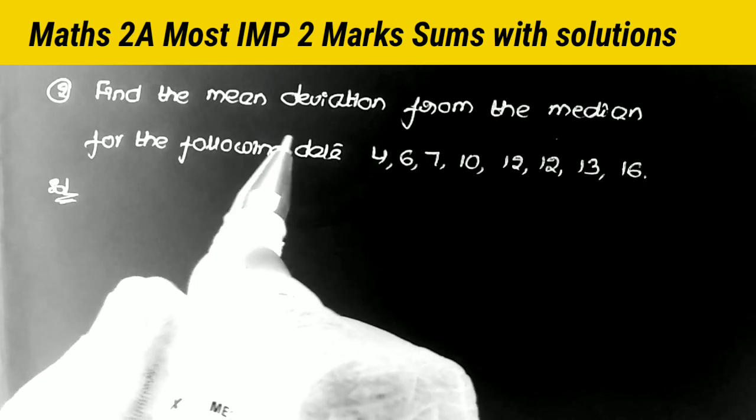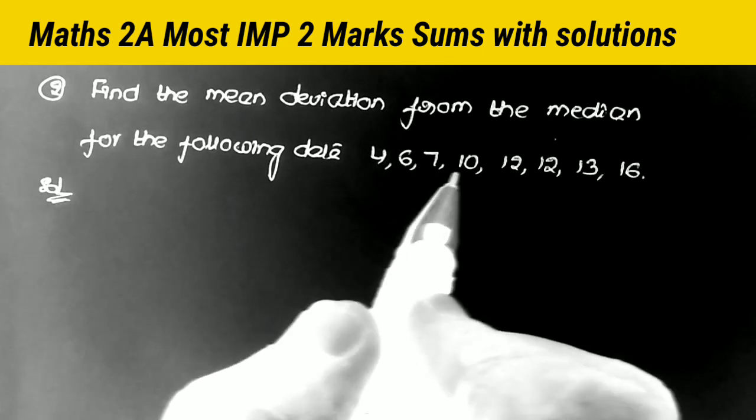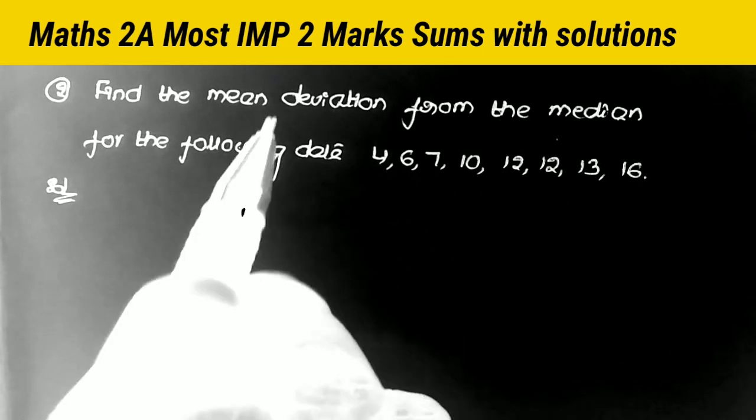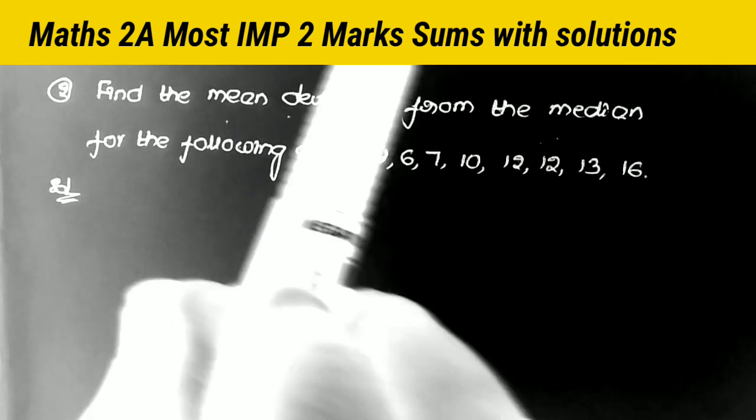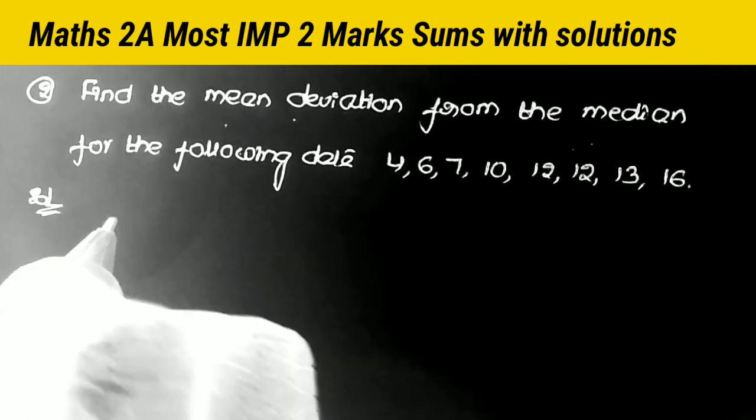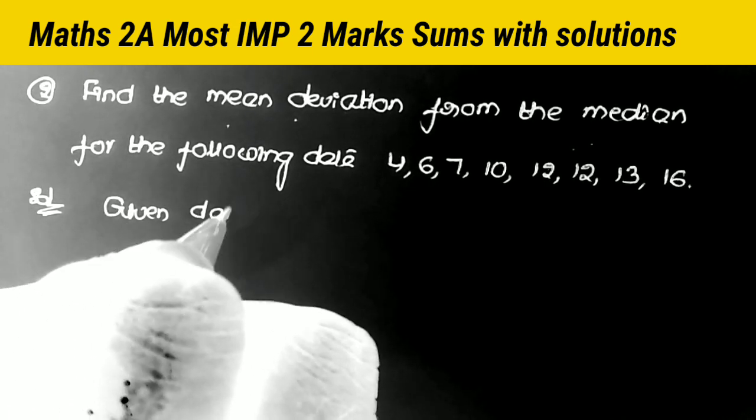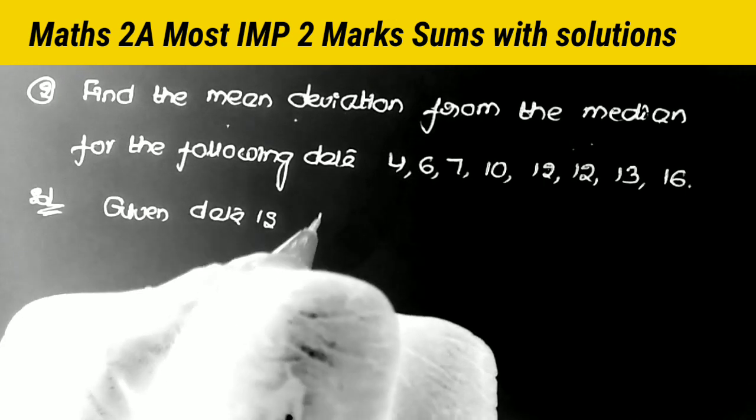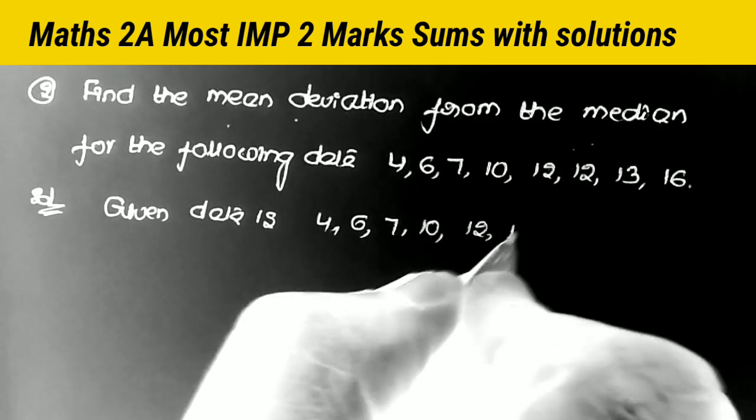Next problem: find the mean deviation from the median for the following data 4, 6, 7, 10, 12, 12, 13, 16. The last problem was to find the mean deviation from the mean; this is from the median. So first I take the given data. The given observations are 4, 6, 7, 10, 12, 12, 13, 16.